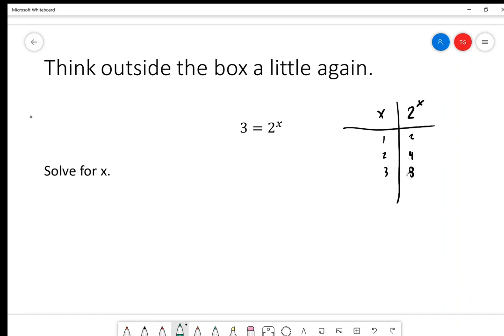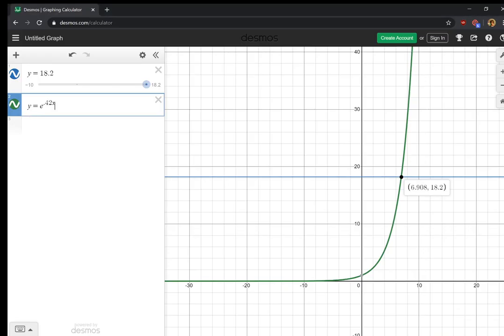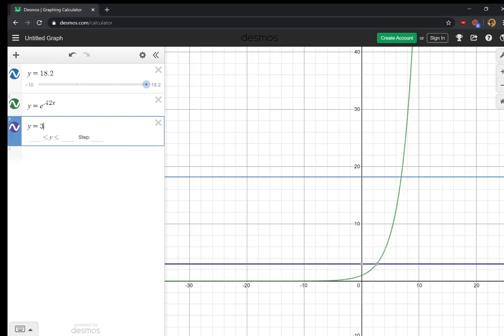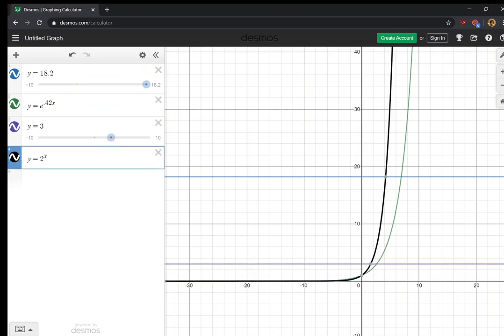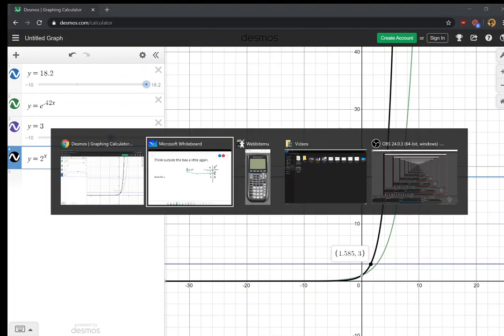So this 3 right here is somewhere between the 1 and the 2. So if I had to make a statement about x right now, I would say it's somewhere between 1 and 2. I could go back and look at a graph, which is not ideal. I could say y equals 3 and y equals 2 to the x power, and look at where they intersect, and it's right there at 1.585. But I had to graph that. That was the only way I could get there.